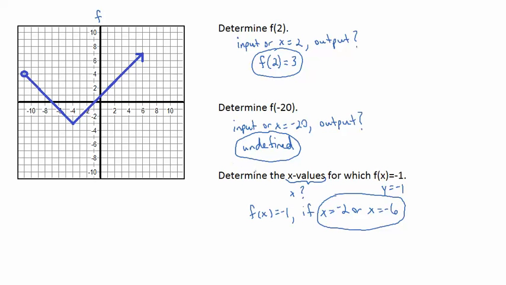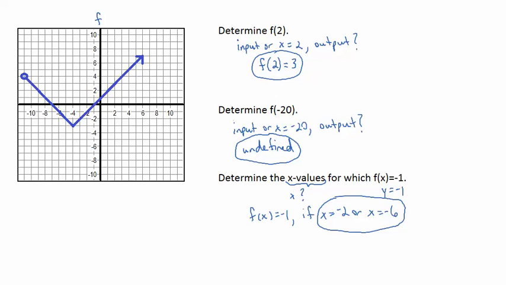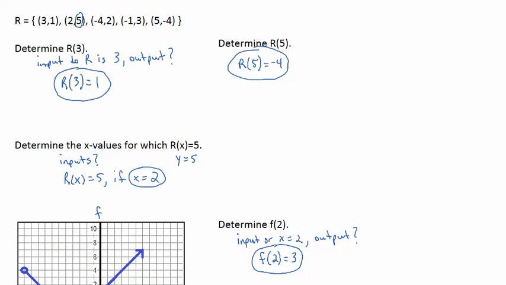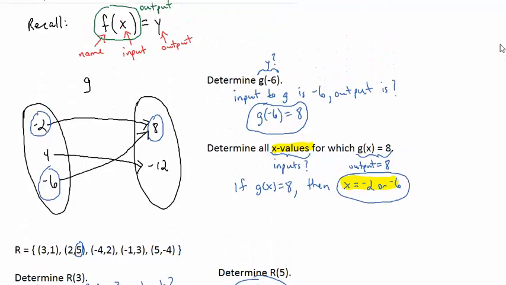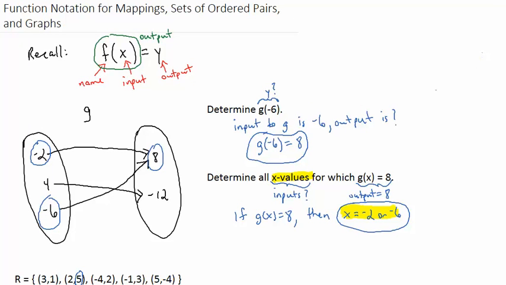And that's how we apply function notation to a graph, to a set of ordered pairs, and to a mapping. Same thing every time. The number in the parentheses is your input, and g of, f of, whatever is always your output, or your y.